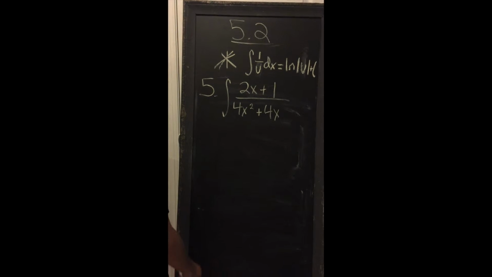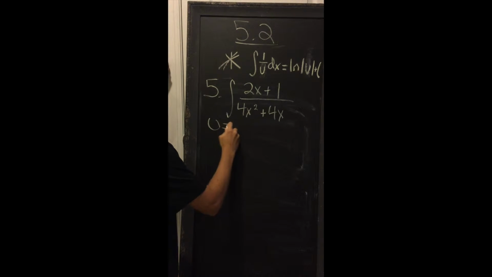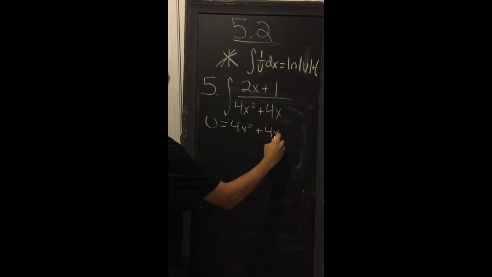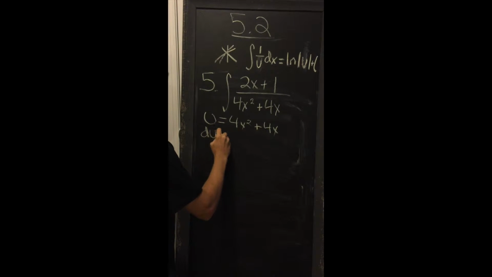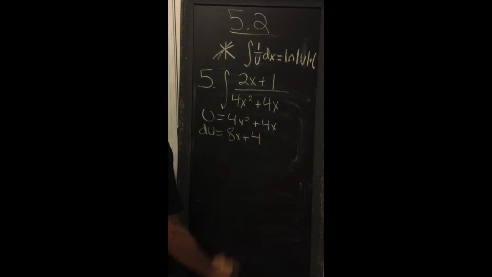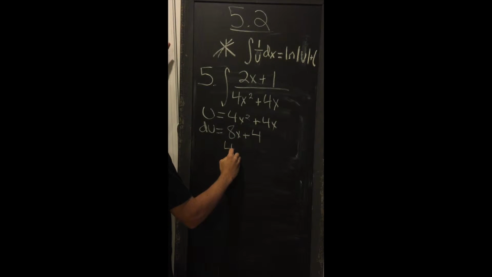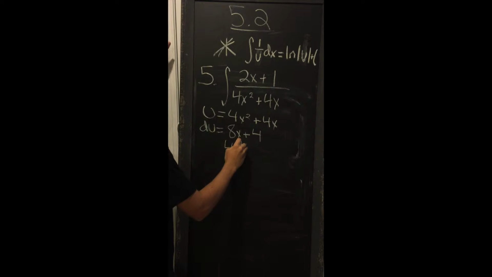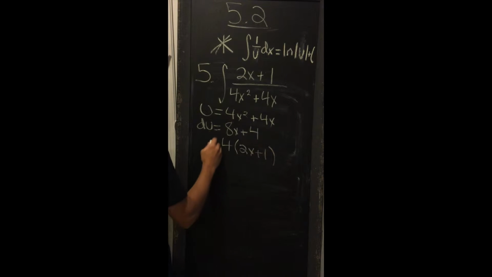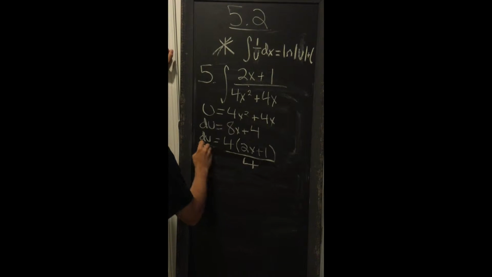Like the previous problems, we'll be using u substitution in this problem. So u equals 4x squared plus 4x. And du, which is the derivative of u, equals 8x plus 4. And using simplification tactics, you're going to remove 4 from du. There's going to be 4 parentheses 2x plus 1. And you're going to divide both sides by 4.